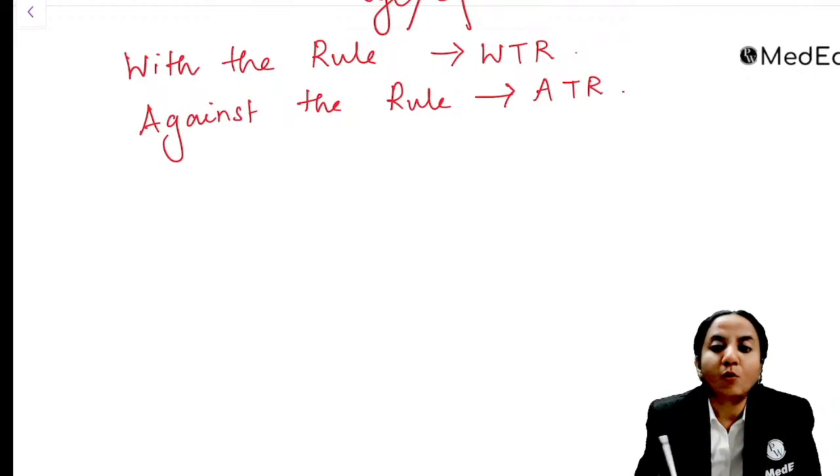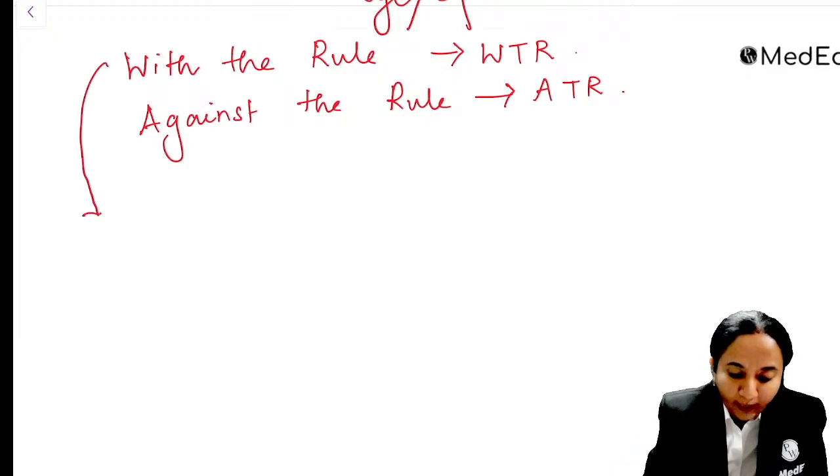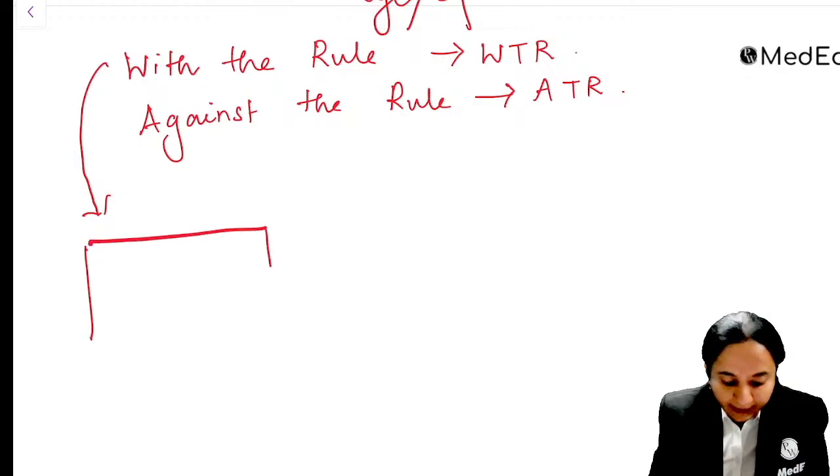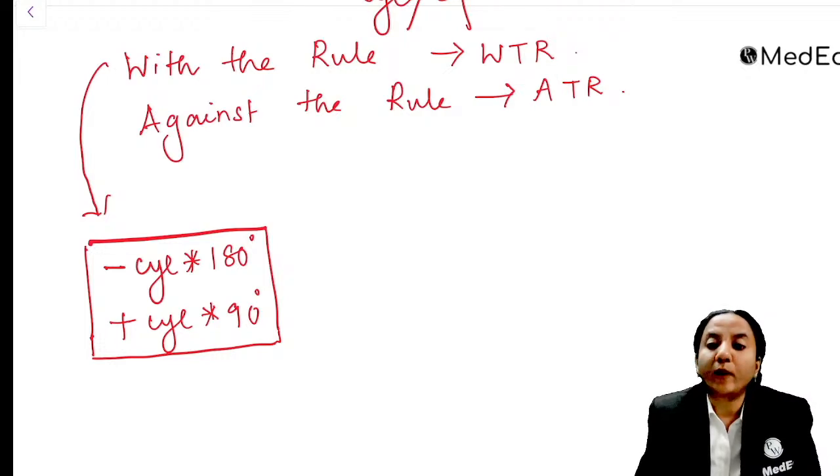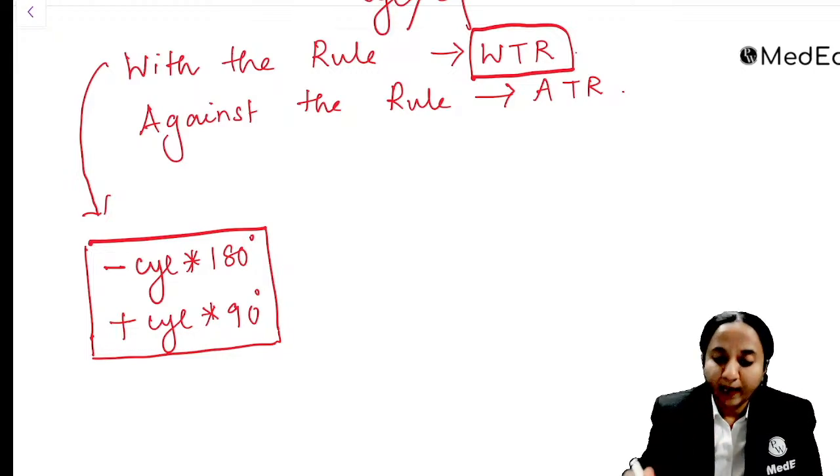Please memorize this rule, because this is what is going to help you in the exam. So if the prescription has a minus cylinder cross 180 degrees or a plus cylinder cross 90 degrees, then this is with the rule, right? A minus cylinder cross 180 or a plus cylinder cross 90, then that is with the rule. The opposite is against the rule. Okay, so I'll give you an example.